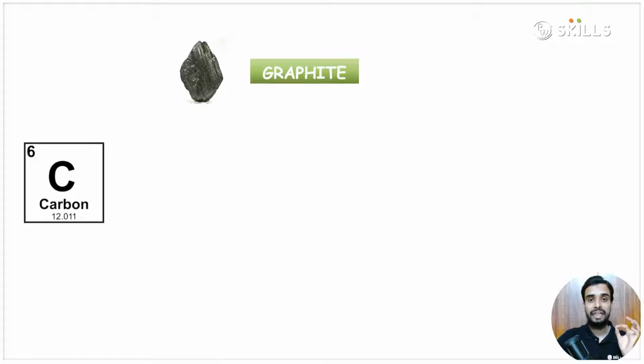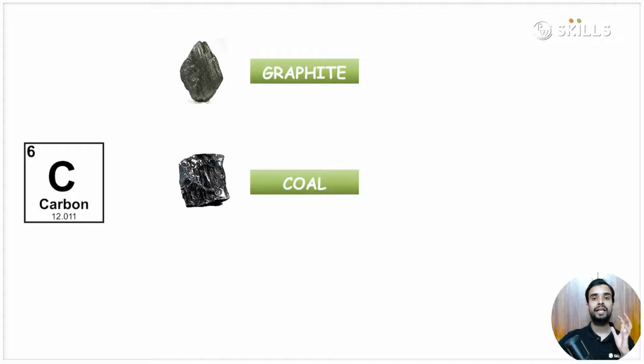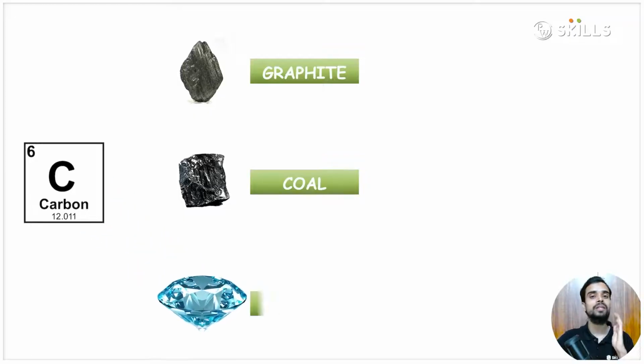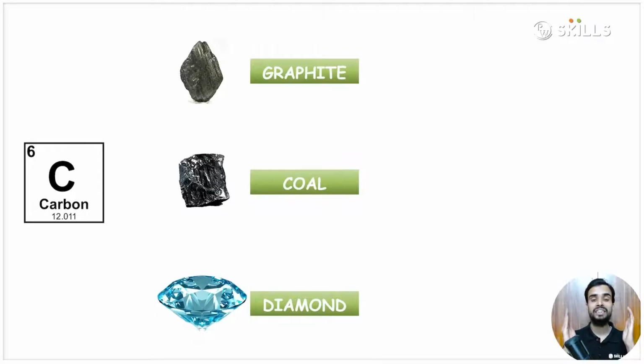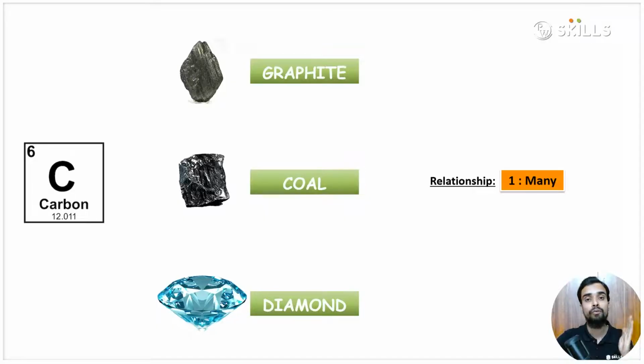It also exists in the form of coal. And when the same carbon is subjected to immense pressure, what it creates is something called diamond. So don't you think the same carbon element in nature is existing in different forms? Absolutely yes. That is the reason why carbon is said to be polymorphic, because it very well satisfies this relationship of one-to-many.